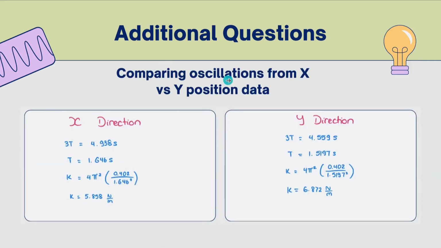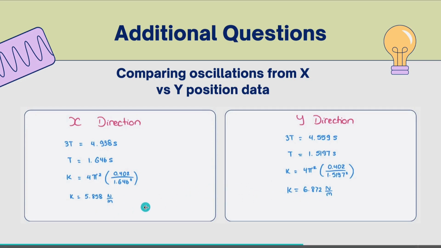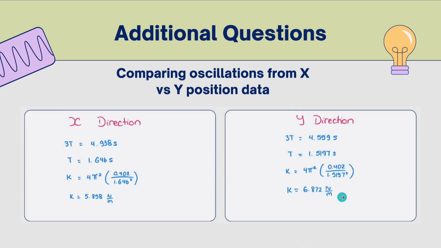In comparing the oscillation from x versus y position data, I would just get a different spring constant, but the overall result should not be affected.